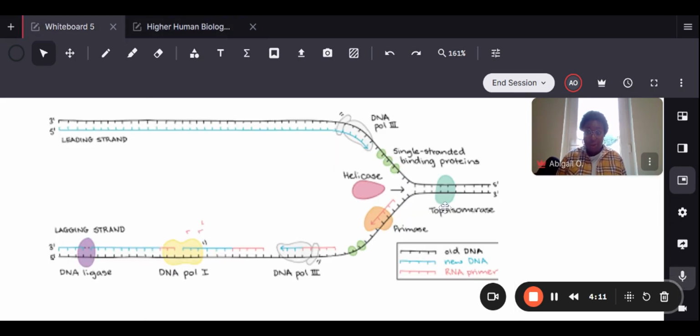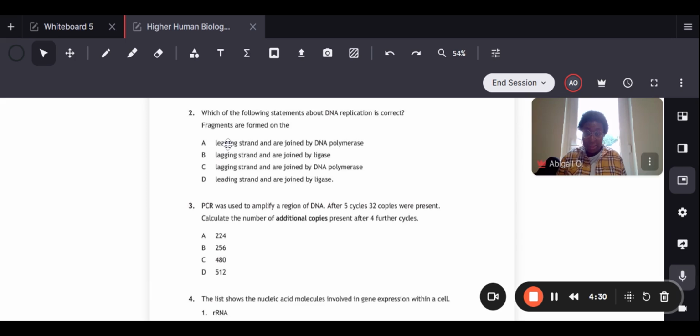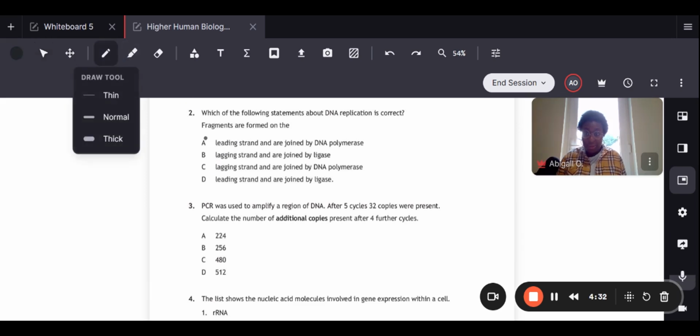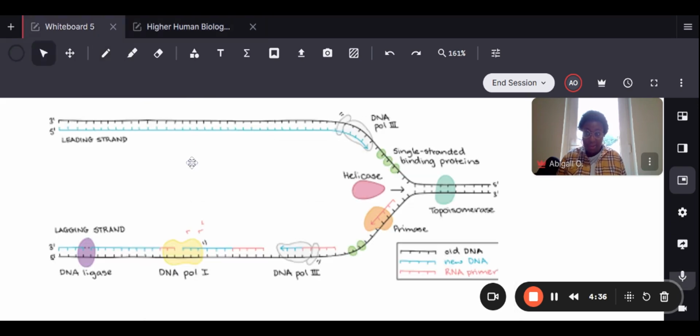So just to refresh our memory, this is a little image that shows us the process of DNA replication. Here we can see the leading strand, which replicates continuously. As you can see in this diagram, there's no breaks, there's no stoppages, and there's actually no fragments on the leading strand. So any option that includes leading strand has to be incorrect, because, like we can see in this image, the leading strand has no fragments.